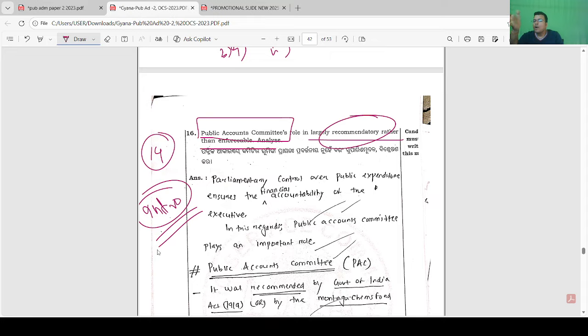And you cannot write PAC without writing CAG. The Comptroller and Auditor General, Article 148, conducts audit on behalf of Parliament, submits the audit report to the President, the President tables it before the Parliament, and after that the Parliamentary Financial Committee studies the audit report.